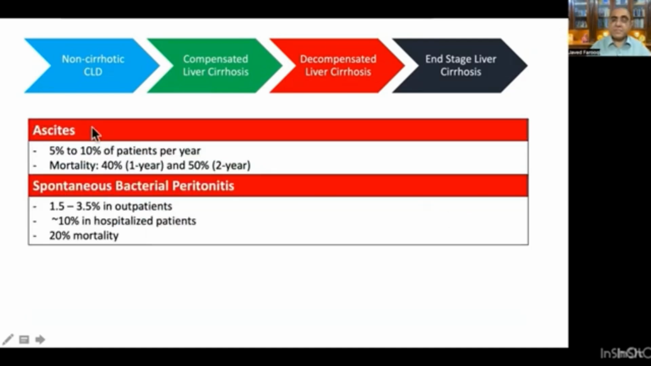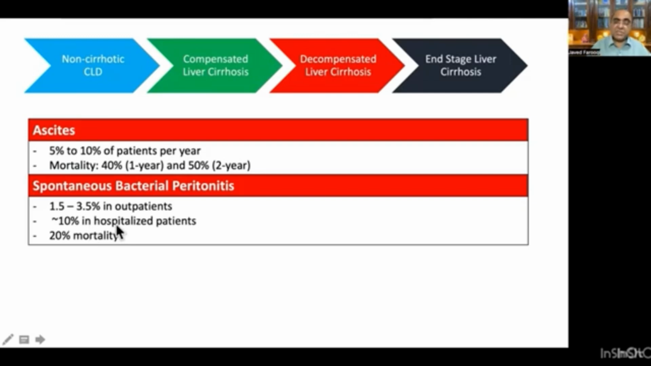Just a few statistics about the major complications, the ascites. 5 to 10% of the patients in compensated cirrhosis develop ascites per year. And it has a huge mortality, 10% mortality at 1 year and 50% mortality at 2 years. Spontaneous bacterial peritonitis, 1.5 to 3.5% in outpatients. They come with spontaneous bacterial peritonitis, and it is recorded in more than 10% of hospitalized patients.